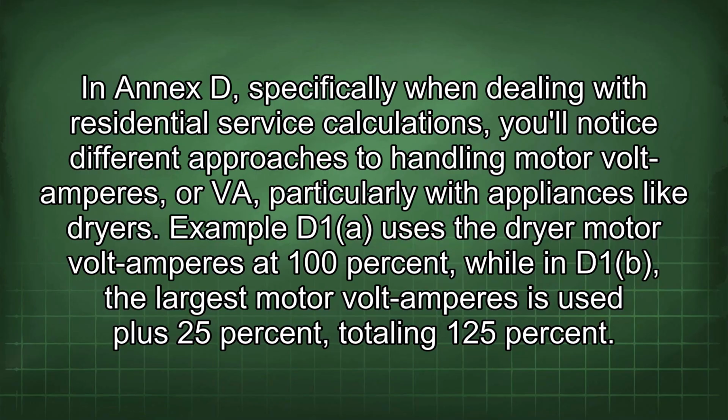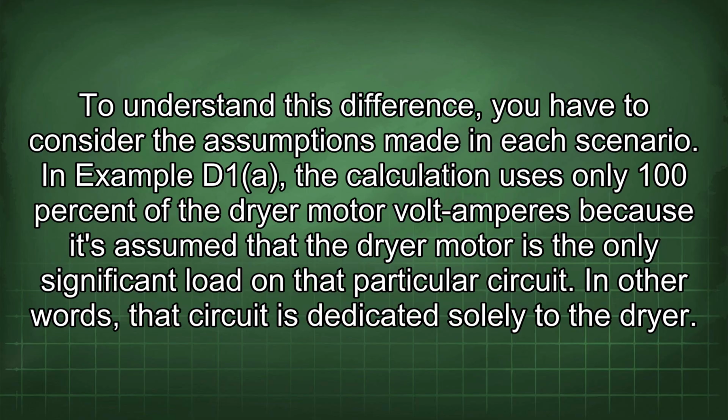In Annex D, specifically when dealing with residential service calculations, you'll notice different approaches to handling motor volt-amperes, particularly with appliances like dryers. Example D1A uses the dryer motor volt-amperes at 100%, while in example D1B, the largest motor volt-amperes is used plus 25%, totaling 125%. To understand this difference, you have to consider the assumptions made in each scenario.